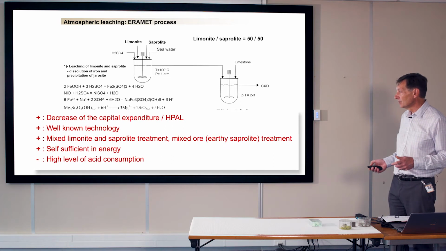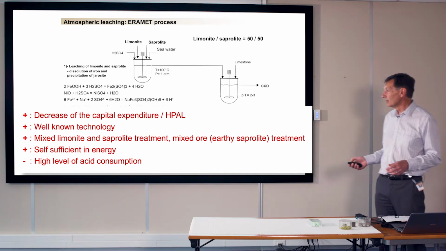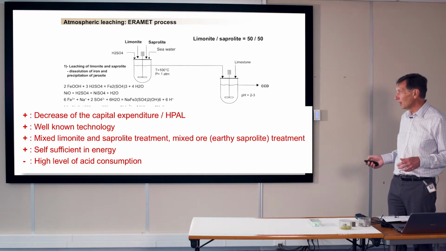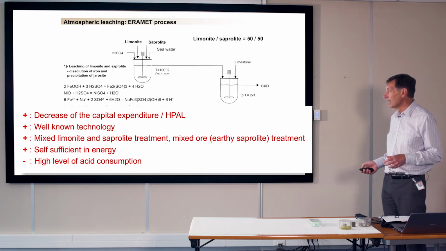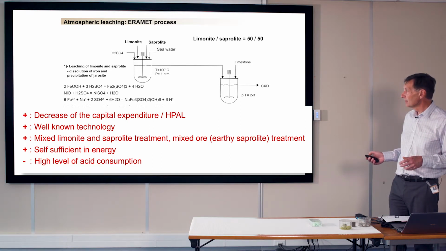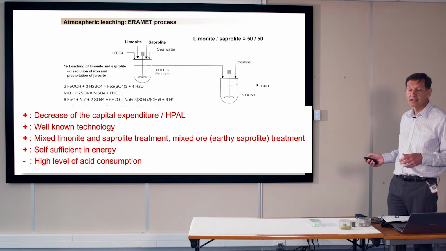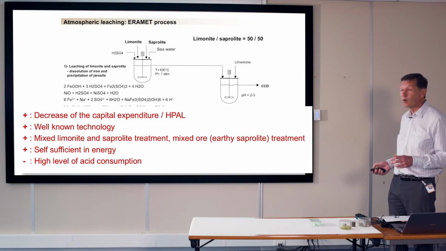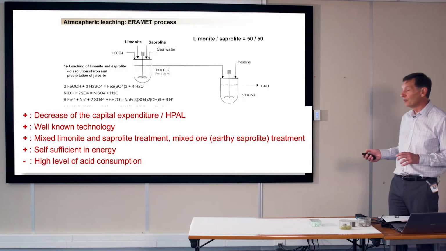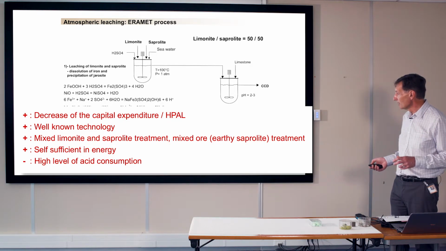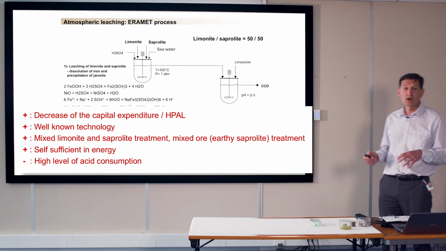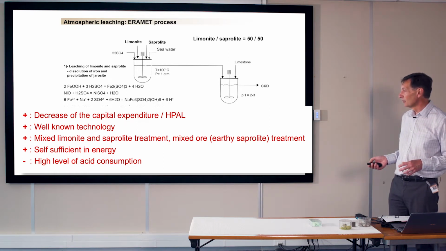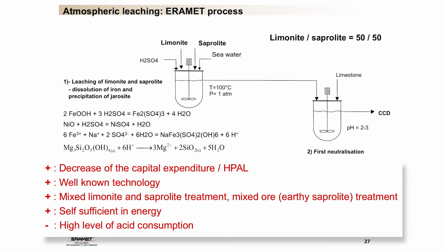The main advantages: you decrease the capex when comparing to HPL. It's a very well-known technology. And another advantage is that you treat both limonite and saprolite, and you don't have to separate it on the mine. You can have a mixed ore treatment, and that's a very huge advantage when you have a high quantity of what we call earthy saprolite. It's a mixture on the mine of saprolite and of limonite. The acid consumption is rather high, but the energy consumption is rather low.